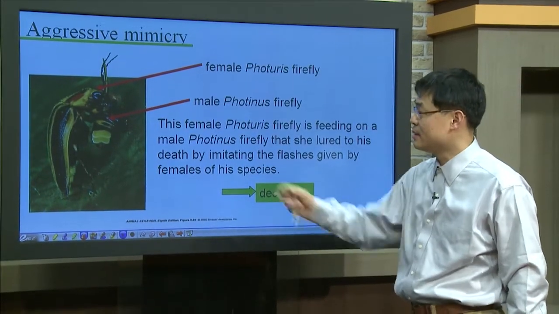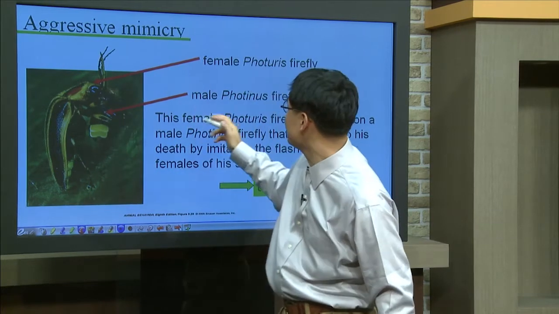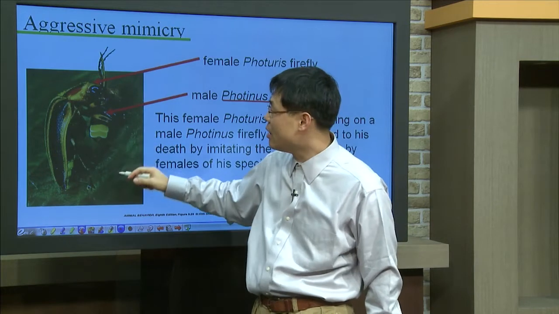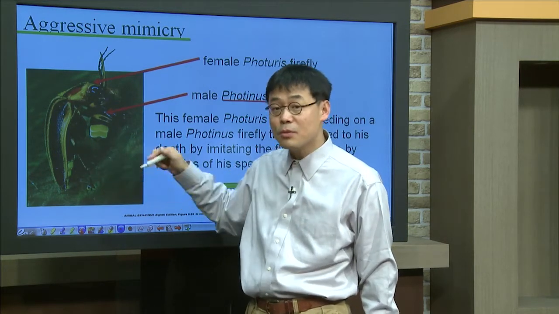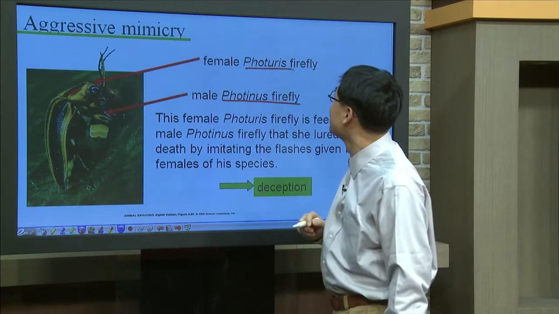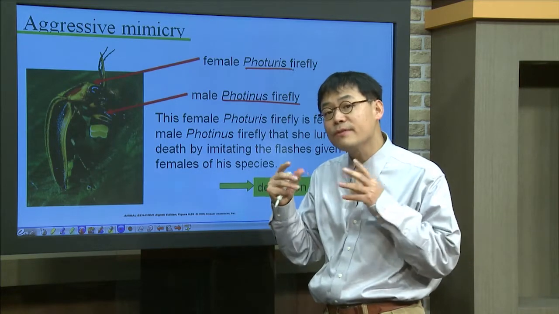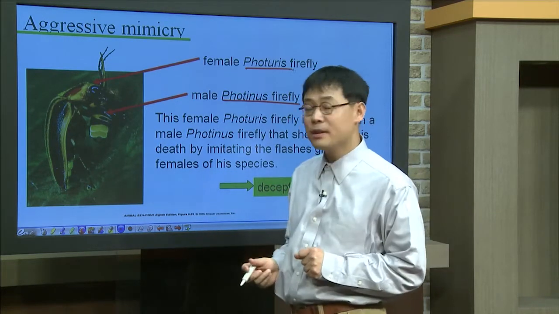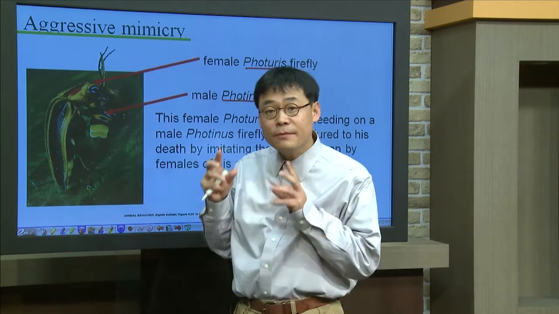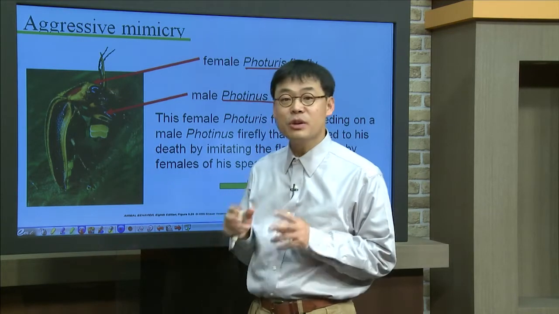But look at this one. This is the male here. That's the male of the Photinus firefly. He just landed to this female, approached this female, which is a female Photuris firefly. It's a totally different species. In fact, it's a different genus. So what happened here is this is the female, this huge individual. That's the female, and she's very hungry right now. So she wants to eat something.